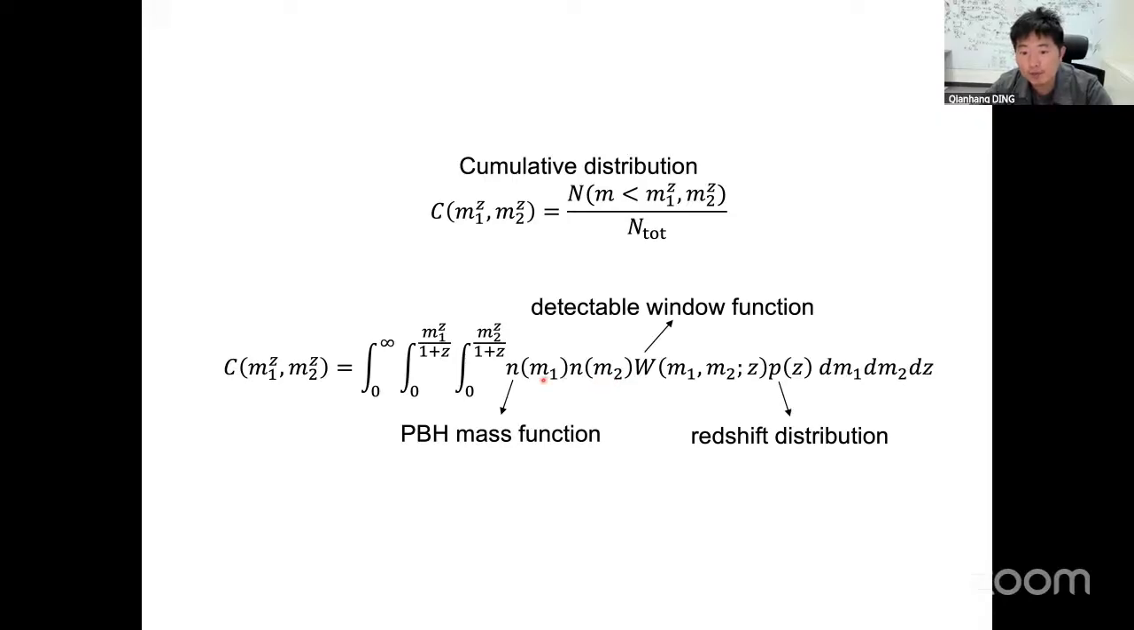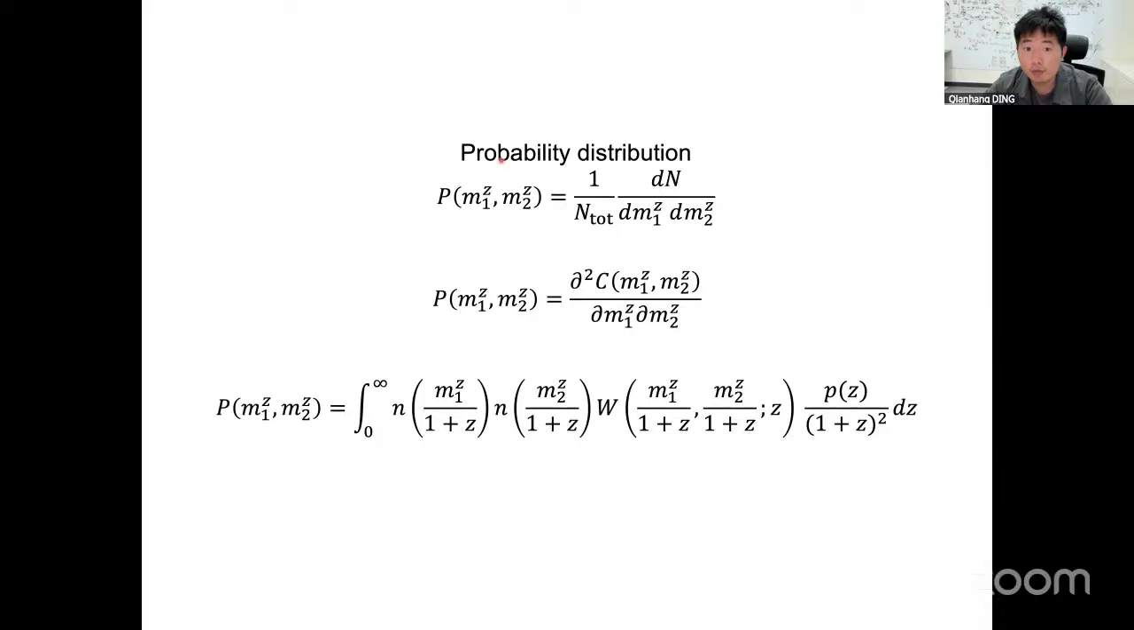And also, for a PBH binary with these two intrinsic masses, if they are located at different redshifts, the observed redshifted masses are different. Therefore, here we need to multiply with a redshift distribution of PBH binaries, and with such a triple integration we can obtain the cumulative distribution. Then we need to obtain the probability distribution of these two redshifted masses. In order to do so, we take the derivative of this cumulative distribution with respect to the two redshifted masses. Since we already have the cumulative distribution, taking the derivative gives us a relation between the observed probability distribution of redshifted mass and the PBH mass function here.